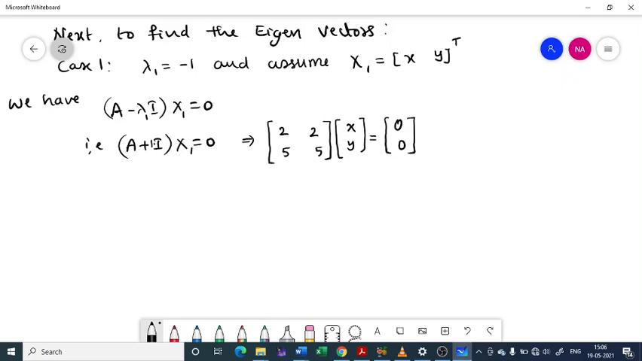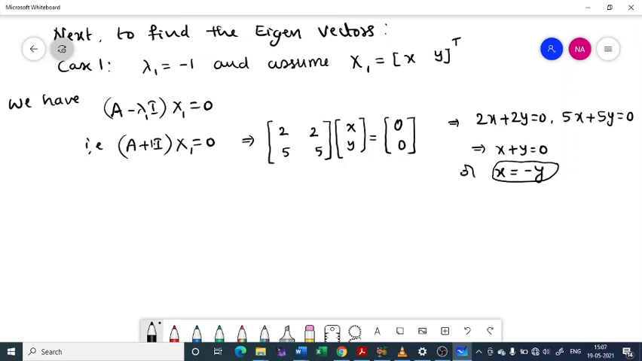Now from this, let us just write 2x plus 2y equal to 0 and 5x plus 5y equal to 0. You can use any one equation because both are equivalent. So from this the conclusion is x plus y equal to 0, or x equal to minus y. This is the relation we want. So put y equal to k.